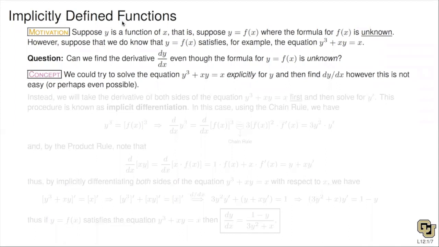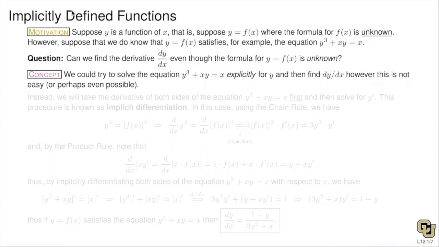One straightforward and very natural thing to try is to solve the original equation explicitly for y. When I say explicitly for y, what I'm trying to do is get an equation where I have y by itself on one side of the equals sign and everything else on the other side. However, in this case, it's not easy, maybe not even possible. So trying to solve for y first, even though that seems like a very reasonable idea, may not be a practical idea.